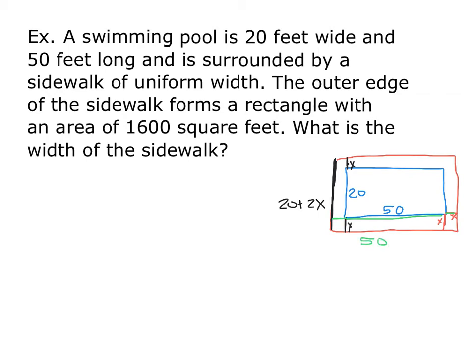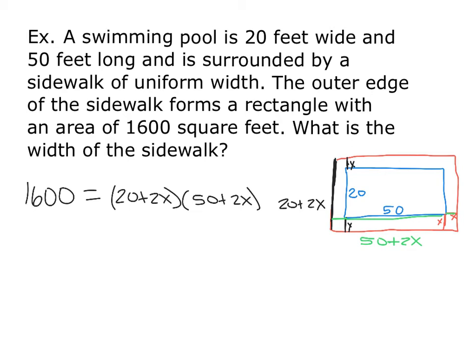So 50 plus 2x. I don't like how this is worded. The outer edge of the sidewalk forms a rectangle with an area of 1,600. That's including the pool, so that's kind of unclear in this problem. So the area of that outside rectangle, length times width, is 20 plus 2x times 50 plus 2x.